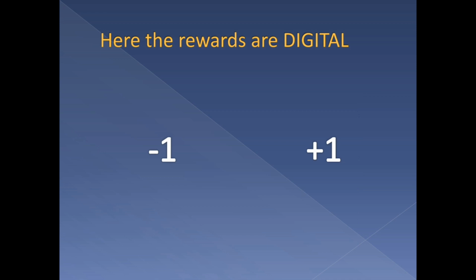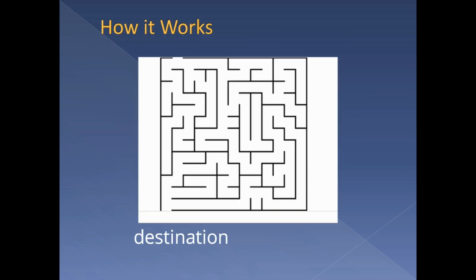So basically, whenever the AI does a desirable action, it gets a positive reward. And whenever it does an undesirable action, it gets a negative reward. Now let's come back to this maze. Let's say the AI is going away from the destination. Then you give it a negative reward. And whenever it goes close to the destination or the end of the maze, you give it a positive reward.